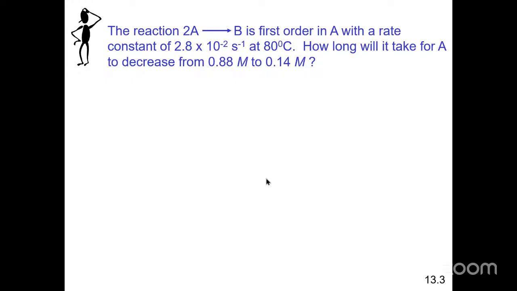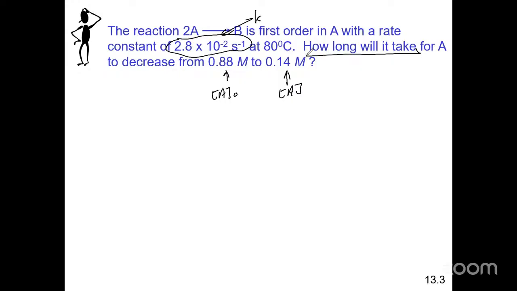So one term we can identify is the rate constant. So this here is the K, right? And the initial concentration of A is 0.88, and this is the concentration of A after the time has elapsed. And what the question is actually asking for is that time. How long will it take for the concentration to decrease from 0.88 to 0.14 M, all right?